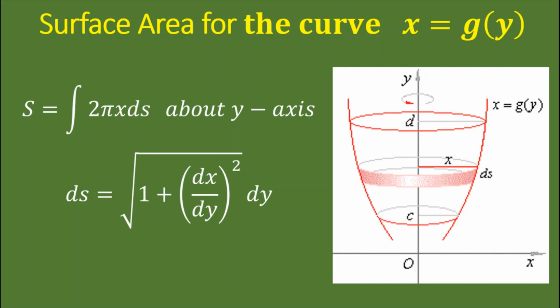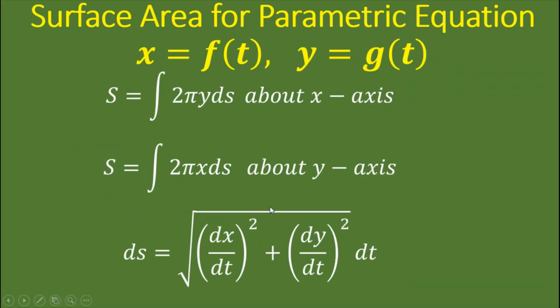Surface area for the curve x equals g(y): S equals integration 2 pi x ds about the y-axis, ds equals square root of 1 plus (dx/dy) whole square dy. Surface area for parametric equation of the form x equals f(t), y equals g(t): S equals integration 2 pi y ds about the x-axis, S equals integration 2 pi x ds about the y-axis. Here ds equals square root of (dx/dt) whole square plus (dy/dt) whole square dt.